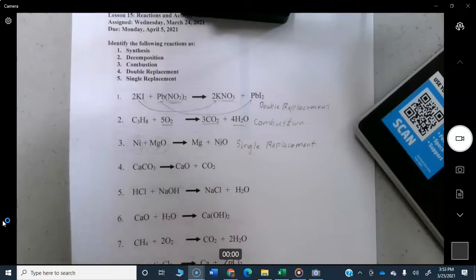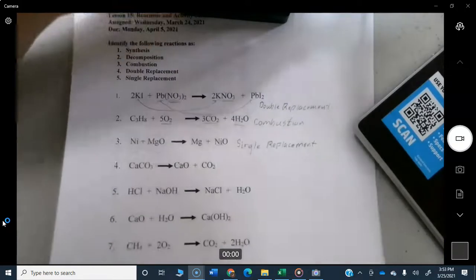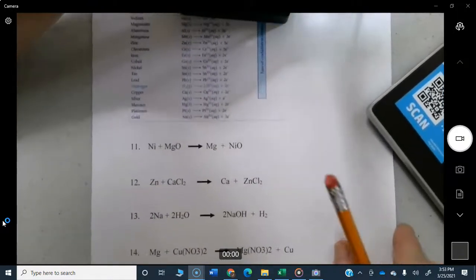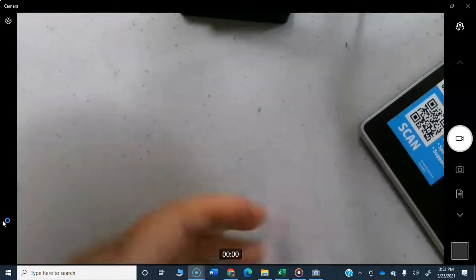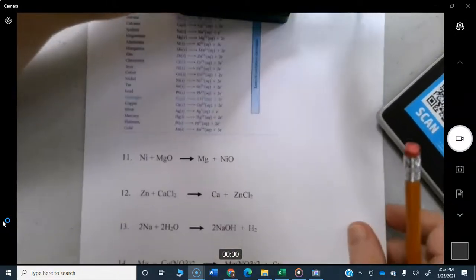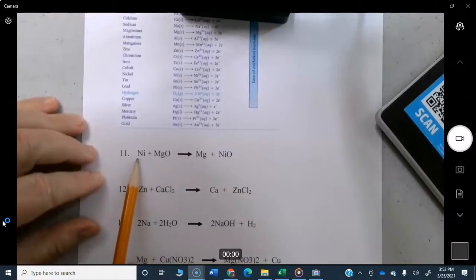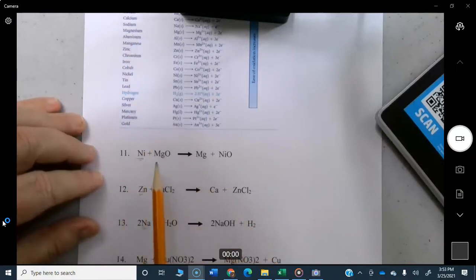Okay, let's go on to the second part, and that has to do with activity series. Again, I'm assuming you've watched the instruction video. Please watch that first. I give you 5 of these, so I'll do a couple of them with you here. The rule is very simple. If the lone element, for example, in this case nickel, in this case zinc, in this case Na, sodium, is up above the metal that's in the ionic compound, so in this case magnesium, if the nickel is up above it on this list, that reaction will go forward.